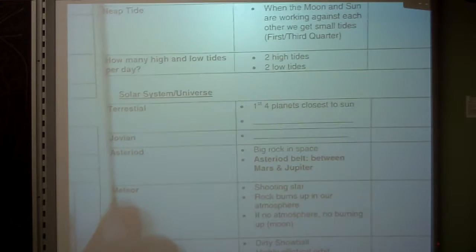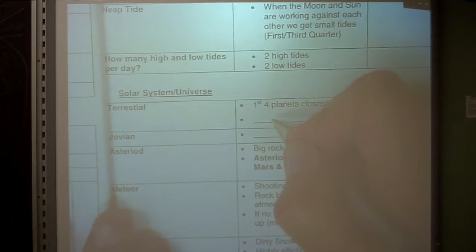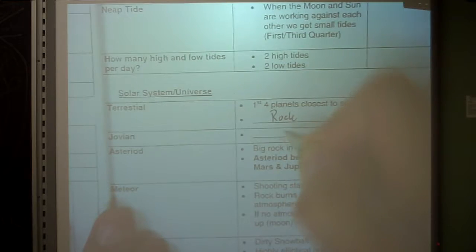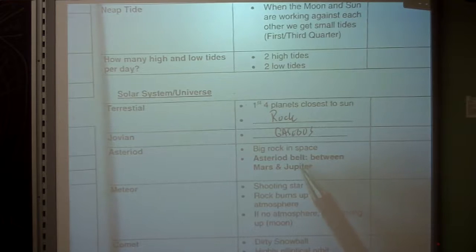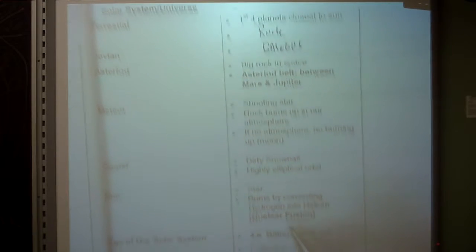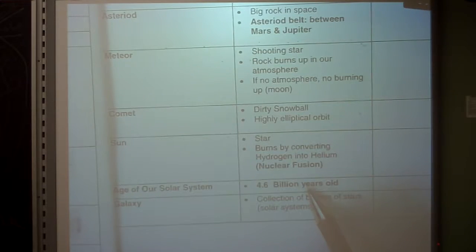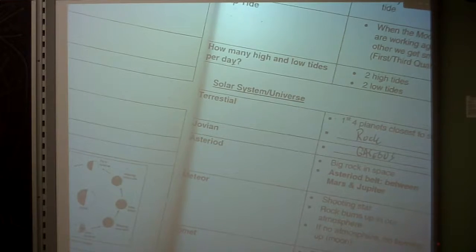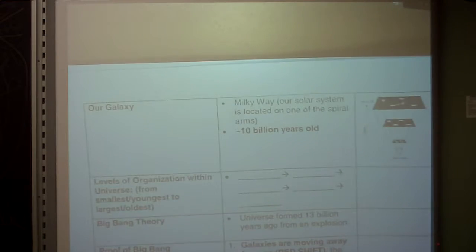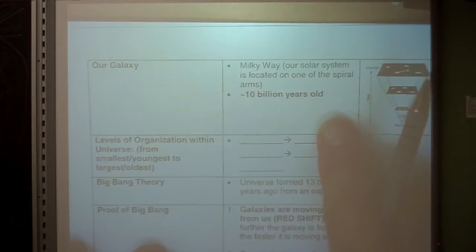Let's look at the solar system. First 4 planets are rocky. The others are gaseous. Okay, we learned about asteroids, meteorites, comets, the sun. Please read through this, the age of our solar system. Galaxies about 10 billion years old. And we'll go to the last pages here. Okay, our galaxy, like it says here, is 10 billion years old.